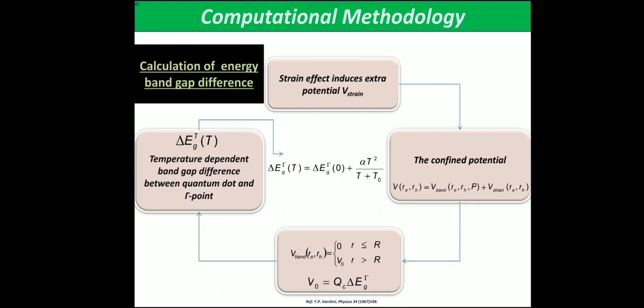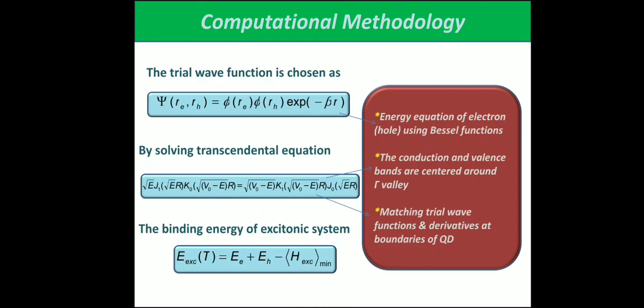So this is how the energy band gap difference is calculated. The strain effect induces an extra potential, and the confined potential is calculated, and V0 is the offset potential. So by considering all these values, the energy band gap can be calculated.